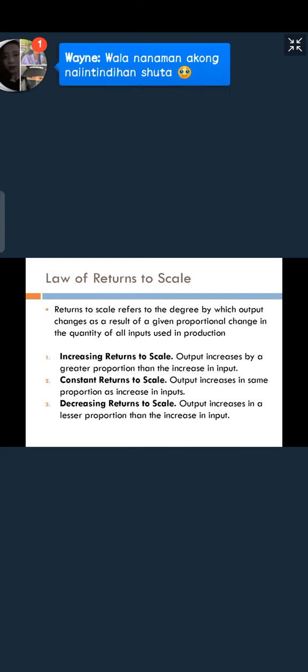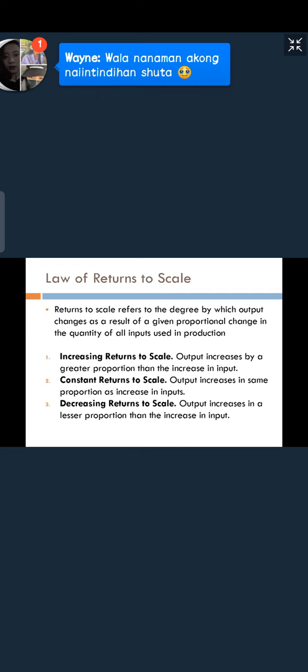So there are three types of return to scale. First one is the increasing return to scale. Second is the constant return to scale. And lastly, the decreasing return to scale. According to the name itself, with increasing, you will see that the difference between the marginal products will increase. Constant will remain constant and decreasing will decrease.